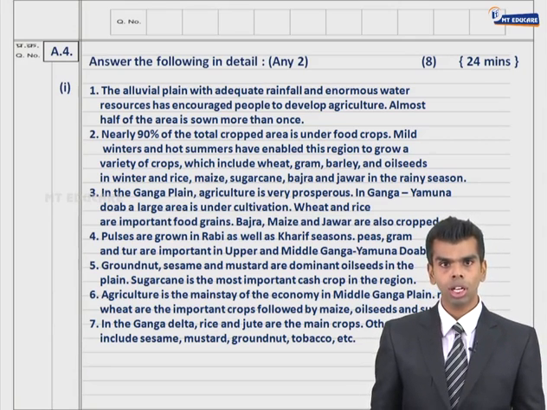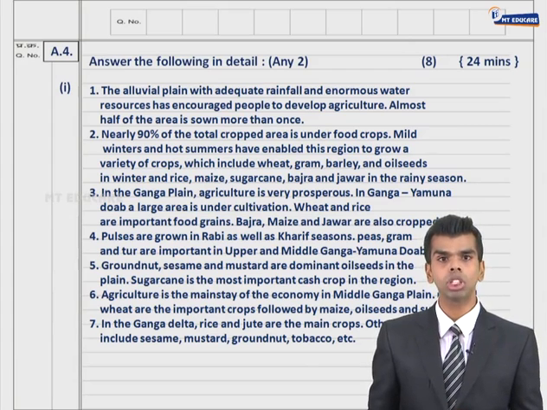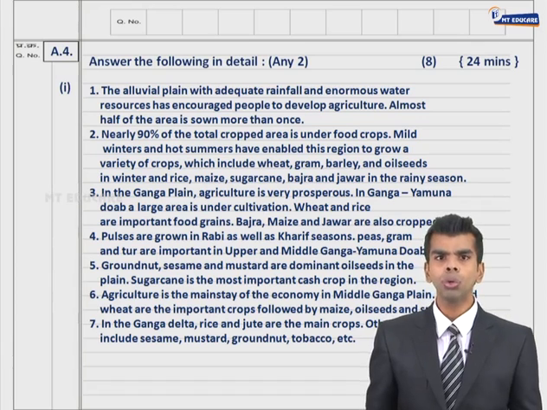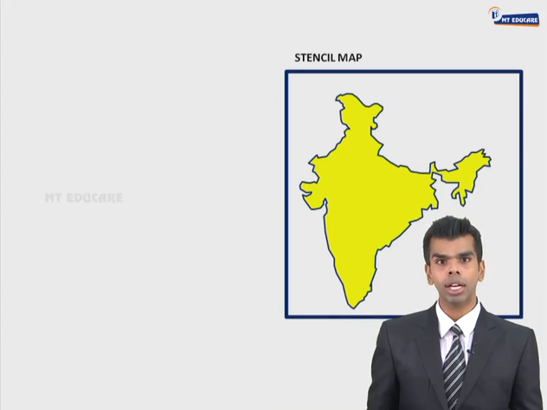Brief answers of geography: in every brief answer, wherever possible, you need to make a stencil. For example, in front of you, you can see the question of agriculture in the Ganga plain. We wrote the entire answer. At the end of the entire answer, we will be drawing the stencil of India.